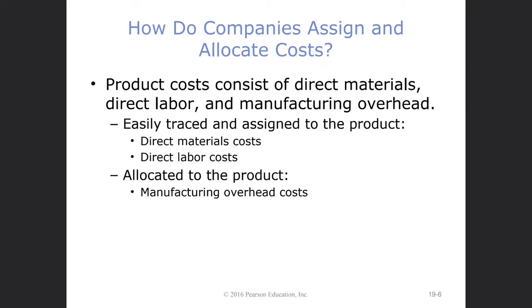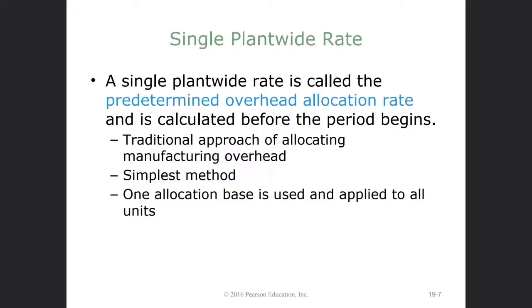And then allocated to the product, you have manufacturing overhead costs. Those are normally allocated, manufacturing overhead allocation. A single plant-wide rate is called the predetermined overhead allocation rate and is calculated before the period begins. It's a traditional approach of allocating your manufacturing overhead. It's also the simplest method to use, and one allocation base is used and applied to all units.